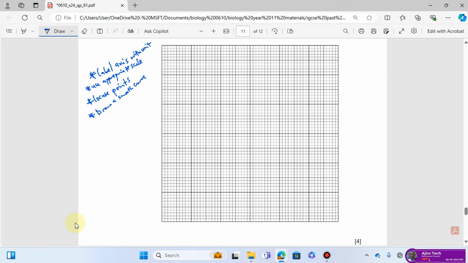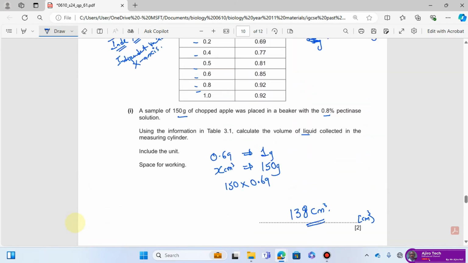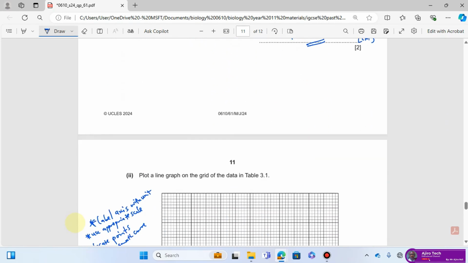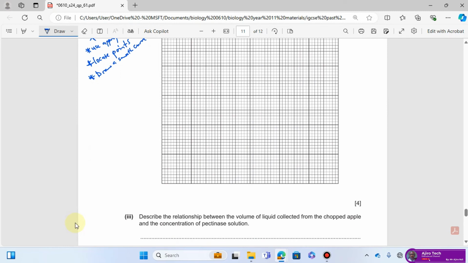All right, so let's do what we are talking about. Since we have seen the values on the table, we have the independent variable, percentage concentration of pectinase. So that comes here. So that's concentration of pectinase. The unit is in what? Percentage. With this, you have 1 mark. Here is volume of juice extracted. What is the unit? Cm cube. With this already, you have 1 mark without having to do anything.